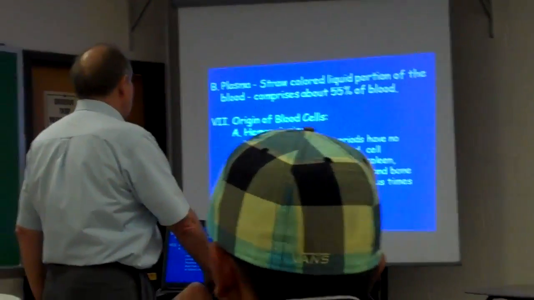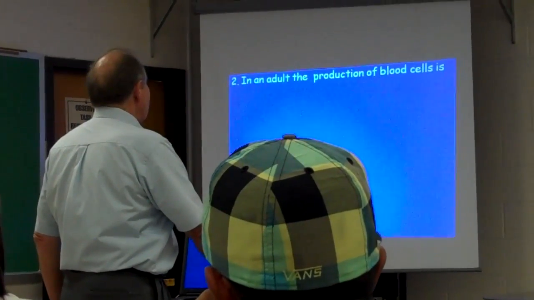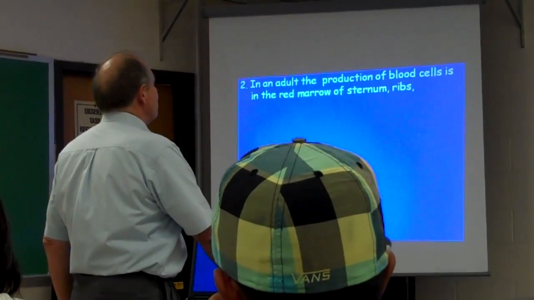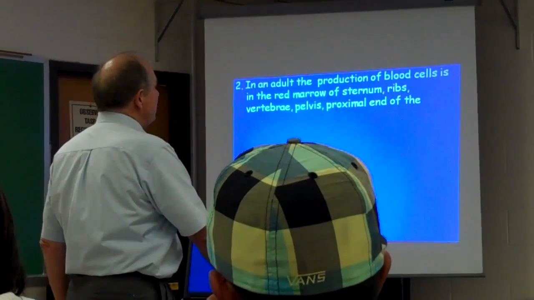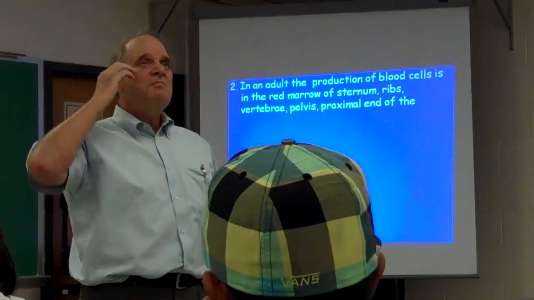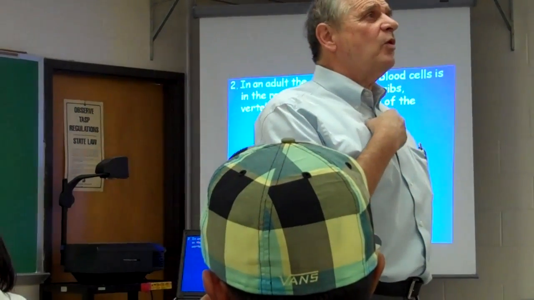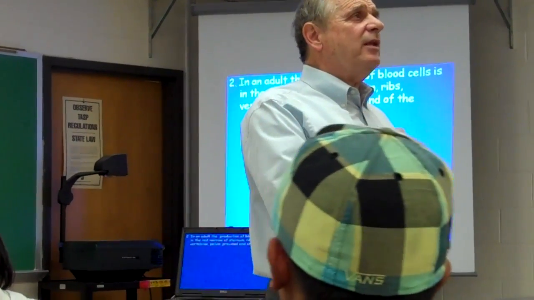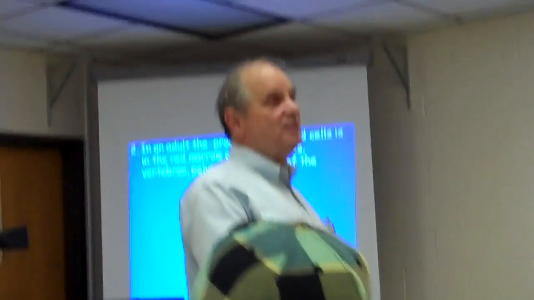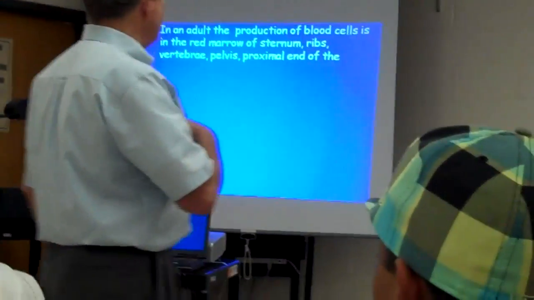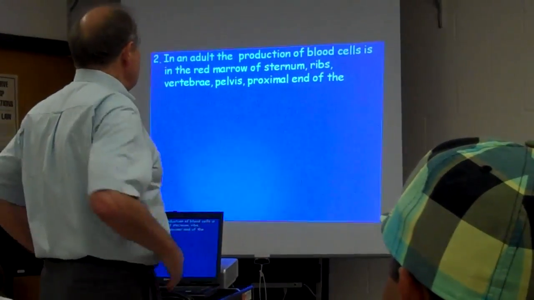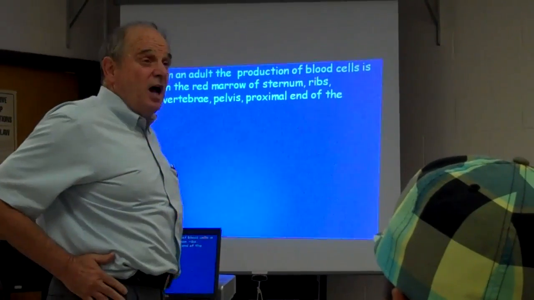Now right here, in the adult, production of blood cells is in the red marrow of the sternum. I'll give you a picture of this. Primarily in the red marrow of the ribs and the sternum. You remember the sternum from 2401? There was the manubrium, the gladiolus, and the xiphoid process. The sternum produces blood. Then the pelvis, in other words, the os coxa.